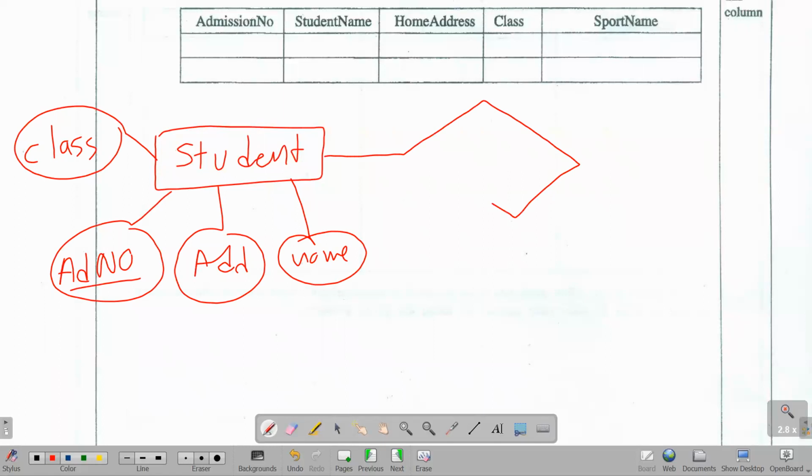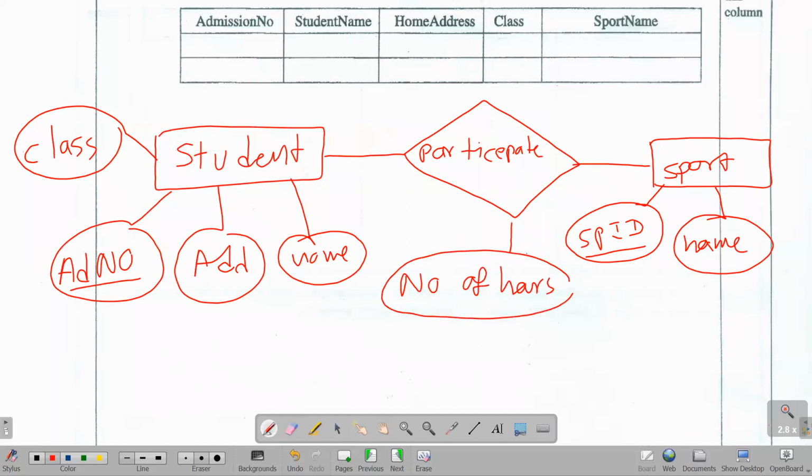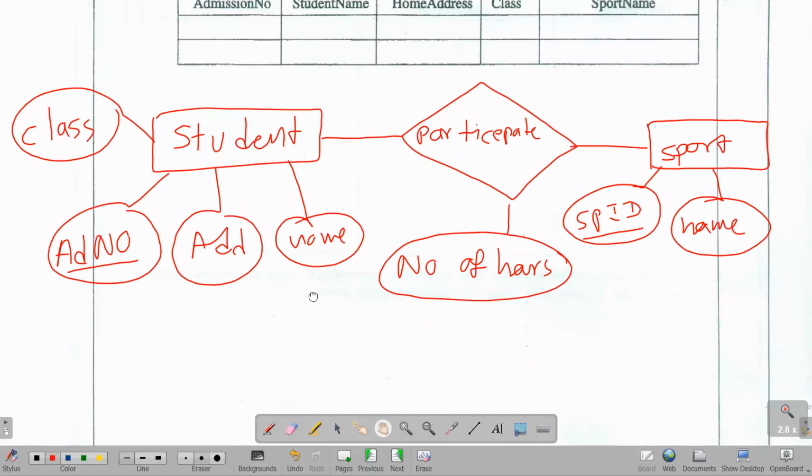and it participates in sport, which has a sport ID and a name or a type. And this has number of hours as a descriptive attribute. So how are we going to convert this?